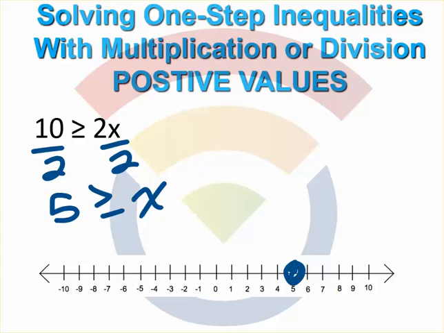I have a filled in circle at 5. 5 is greater than or equal to x. So x has to be smaller. My line goes that direction.